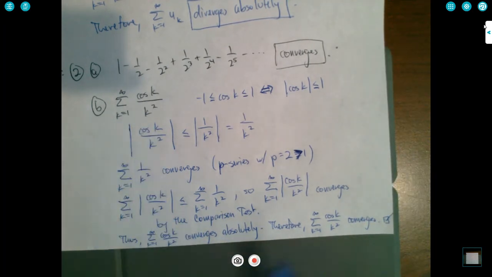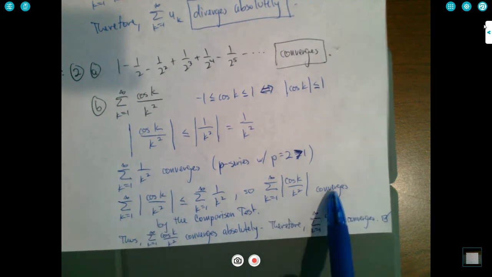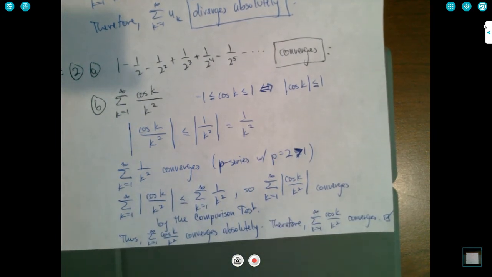This thing converges, and here's how we know. By a direct comparison, the absolute value converges, and therefore the original series converges. Okay.